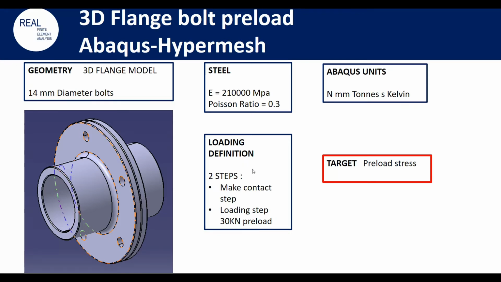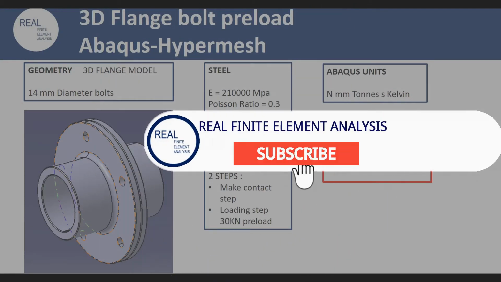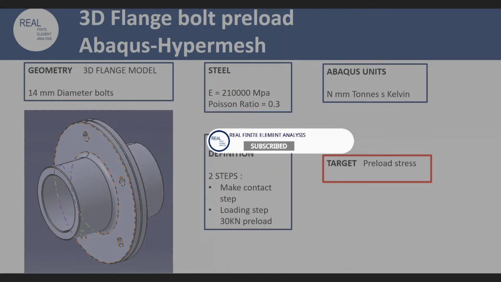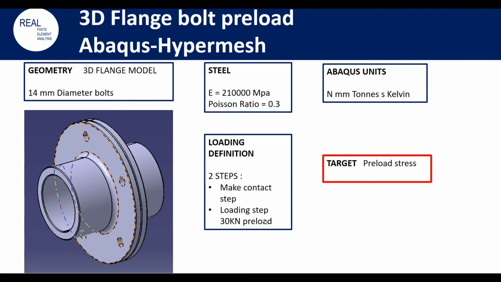Loading definition, we will make two different steps. The first one to make contact, and in the second one I will define a loading step with a load of 30 kilonewtons for each bolt. So the target in this exercise will be to get the preload stress due to this bolt pretension. So having this in mind, we can start the exercise now.